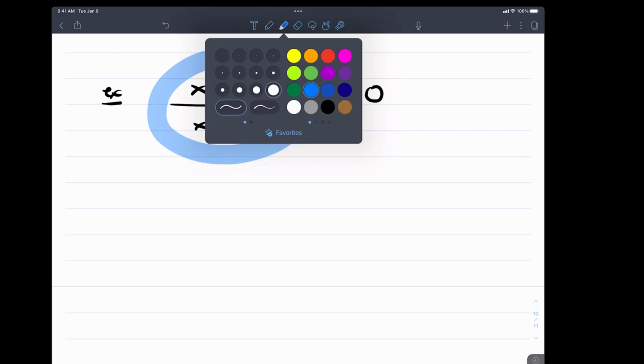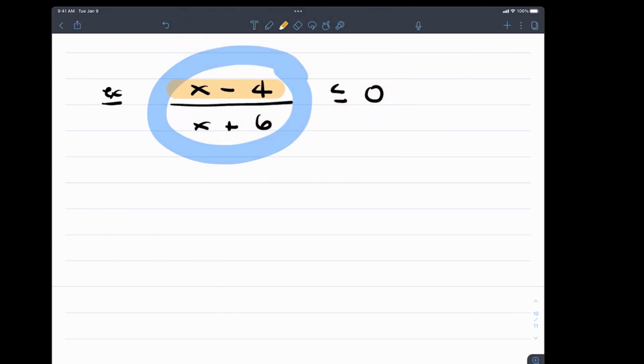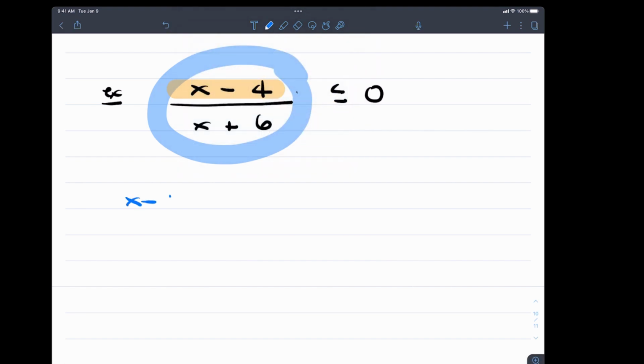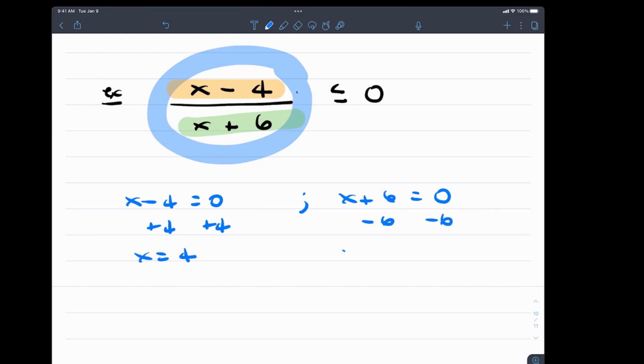Okay? So remember what the first step is. Set your numerator equal to 0. Say, oh, x minus 4 is 0? Yes. Set your denominator equal to 0. X plus 6. Add 4. 0 plus 4 gives you 4, so x is 4. Subtract 6. 0 minus 6, this is x is negative 6. X is 4. X is negative 6.